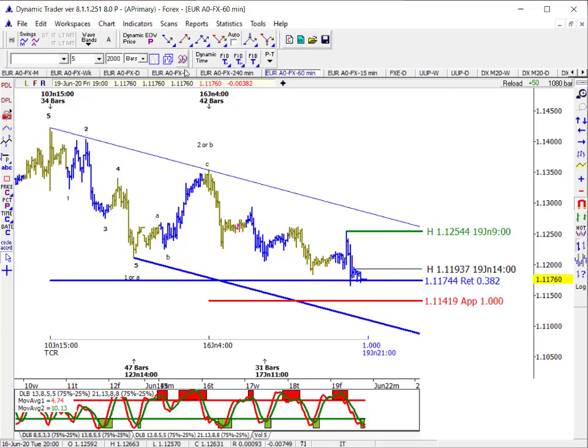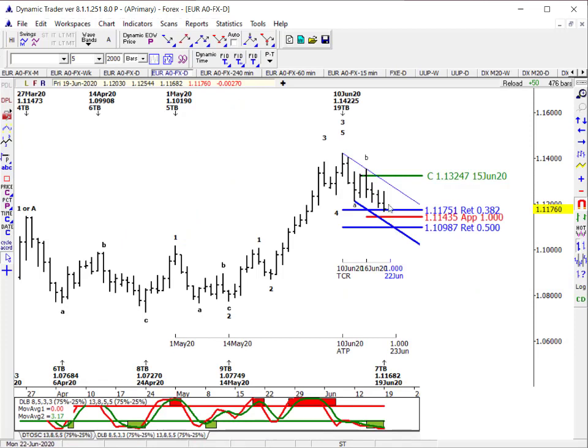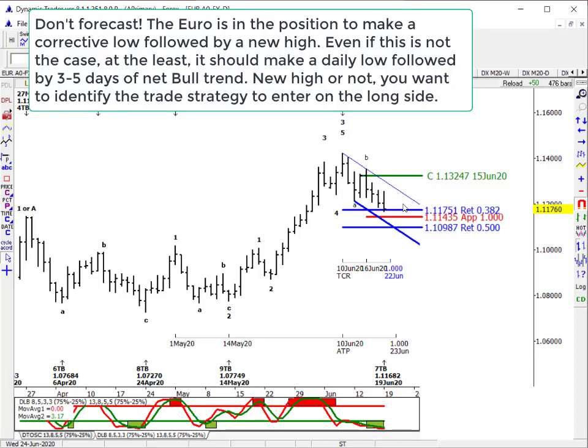So if nothing else, let's go back to the daily. We should be making a daily low, and what follows the daily low is typically 3 to 5 days of net bull trend. So we may not even continue up and make a new high, but I want to position in the event that we do that. But we should have at least a 3 or 4 day low. We should be net bullish for 3 or 4 days once we make the daily momentum bull reversal, or just any higher daily close. So that's what we're looking at. I think this is a fantastic setup in the euro. Hopefully you take advantage of it as well.